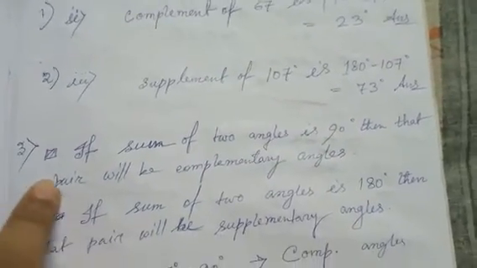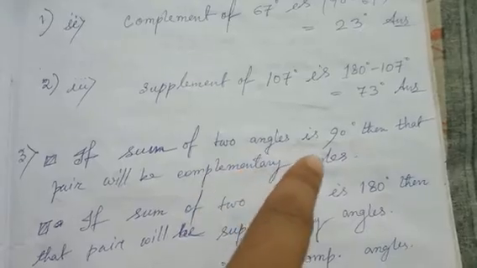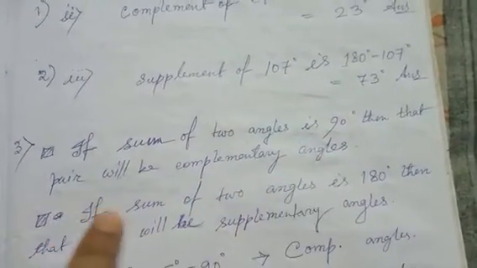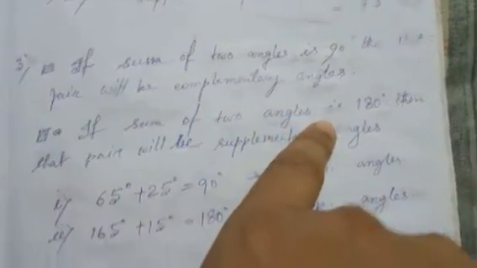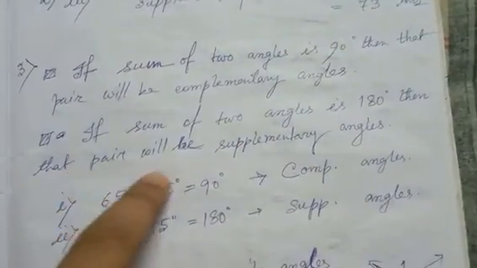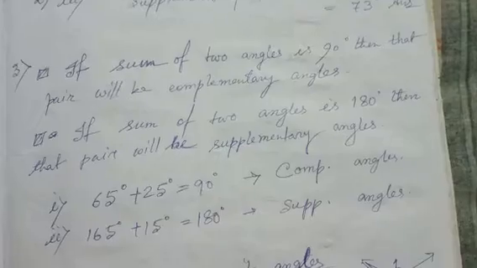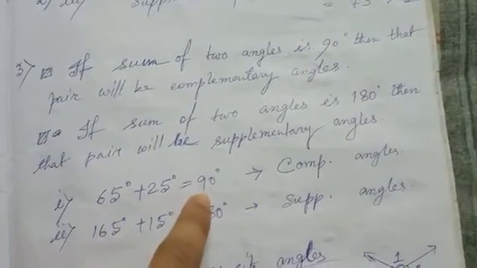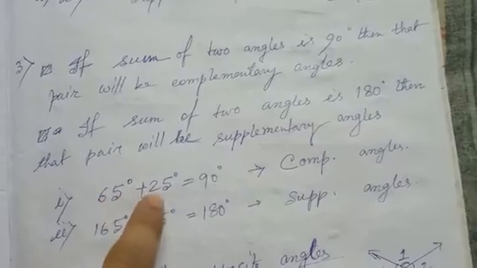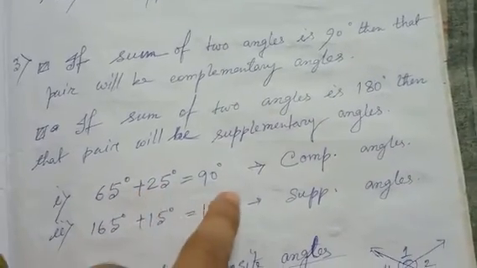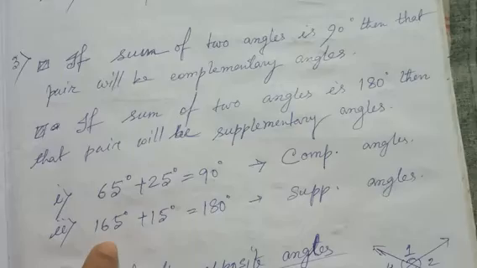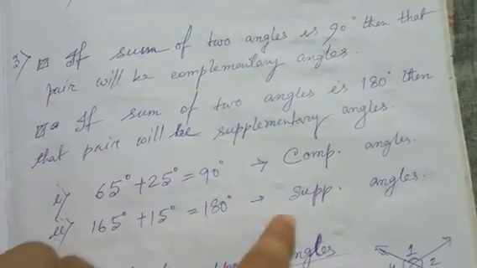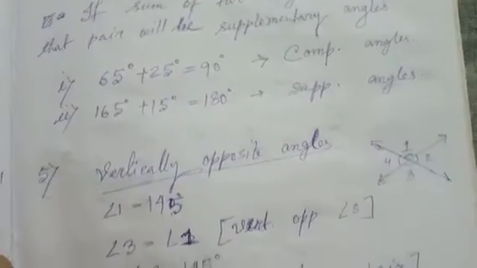Next, if the sum of two angles is 90, then that pair will be complementary angles, and if the sum of two angles is 180 degrees, then that pair will be supplementary angles. Then 65 plus 25 is 90, therefore these two are complementary angles to each other, and the sum of 165 plus 15 is 180. Therefore this pair is supplementary angles to each other.